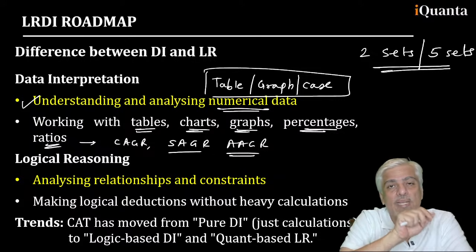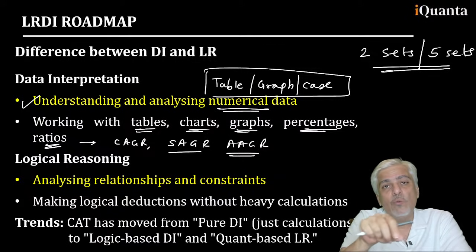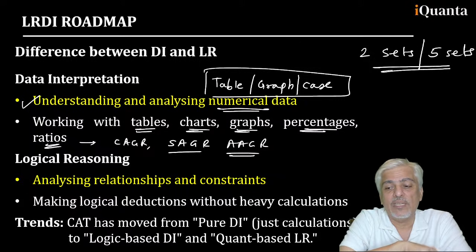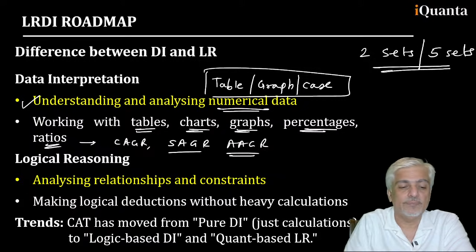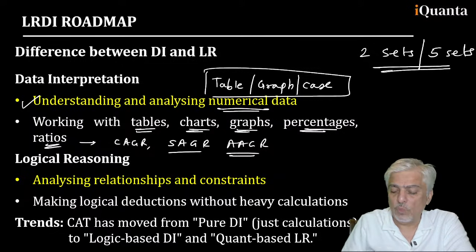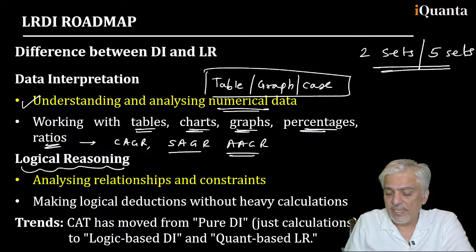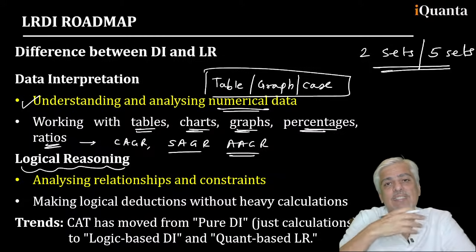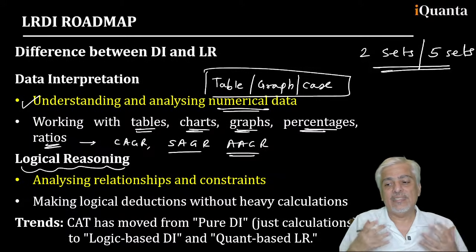Okay. So hence, it will always be important to get those two sets, which are the easiest two sets, and attempt those. That will be very, very important. Remember that. Okay. So working with all these things is important. What happens in logical reasoning? In logical reasoning, there is always some relation between the data. There is either a table.